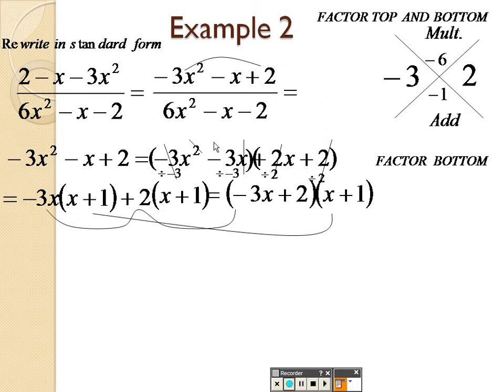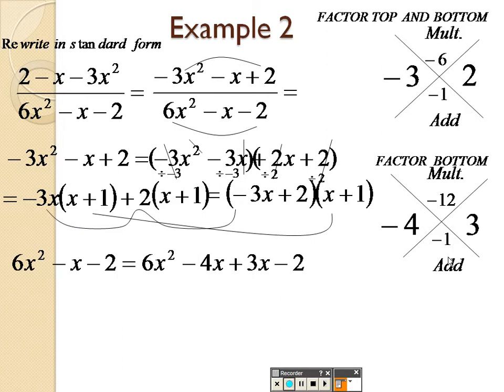So to factor the bottom, I slide 6 times the negative 2 to get negative 12. So what multiplies to give you negative 12, that also adds to give you negative 1? Well, negative 4 and positive 3, which means I can rewrite this, right? I can rewrite the negative x here as negative 4x plus 3x. So I group these two items together, right?